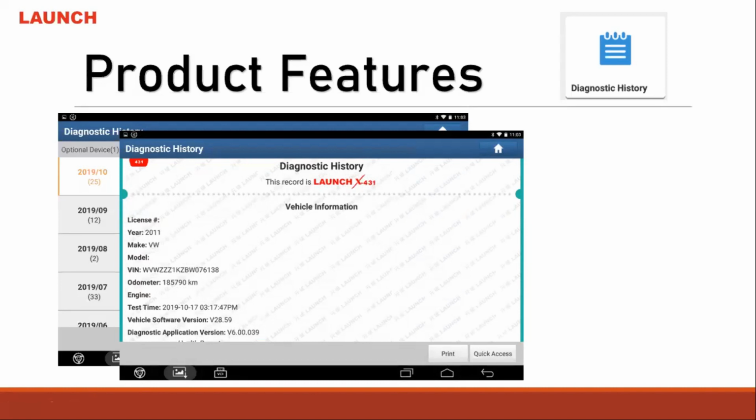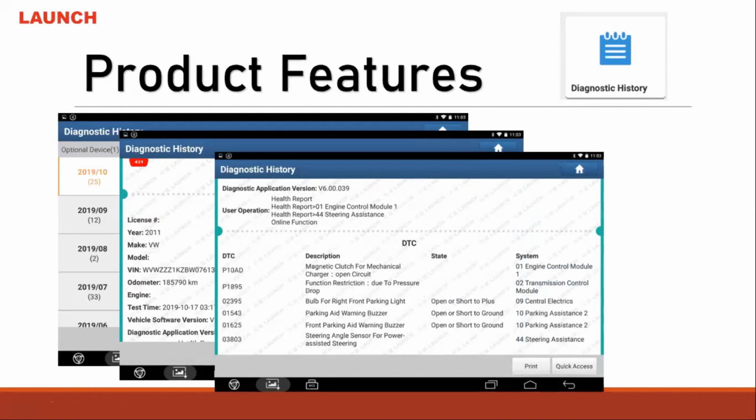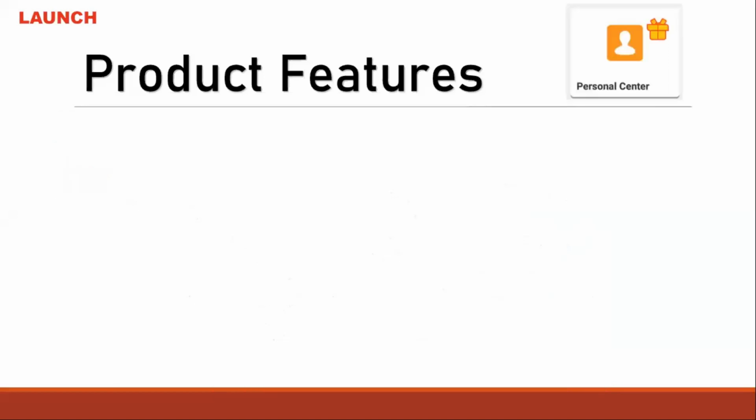Maybe there are people who very much like to clear trouble codes. Once they clear, the next person who checks this car totally doesn't know what it's about with the car. So with the diagnosis history, once you click, you can see through this, hold on. It will show you the diagnosis trouble code for it. Okay.